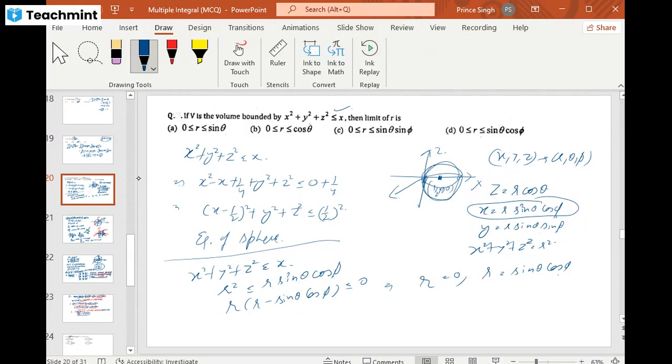So what is the limit of r? It means that the limit of r varies from 0 to sin theta cos phi. So what is the correct answer? The correct answer is option D only. So what is the limit of r? 0 to sin theta cos phi.